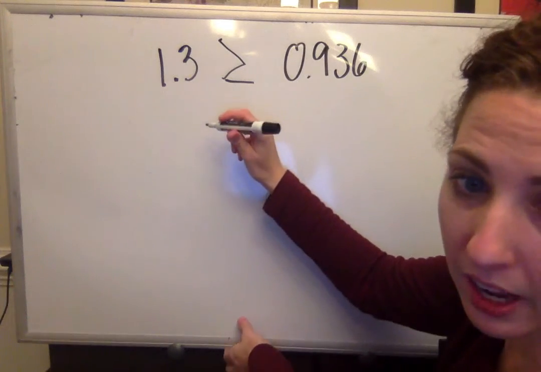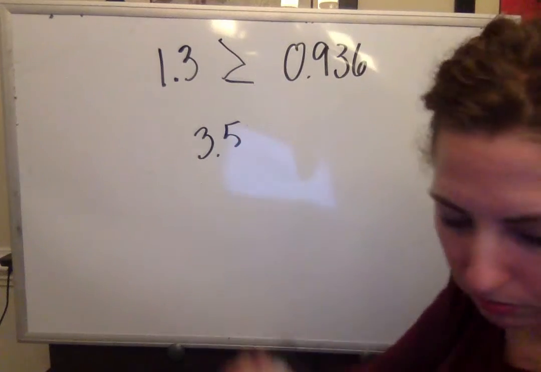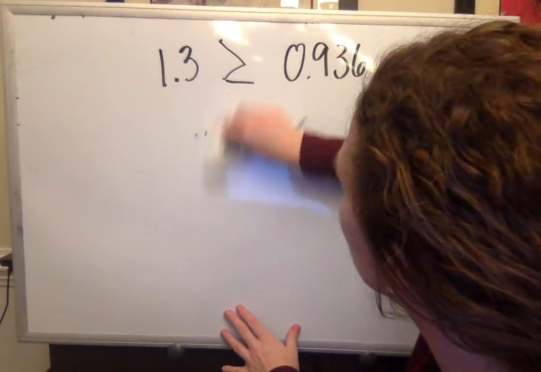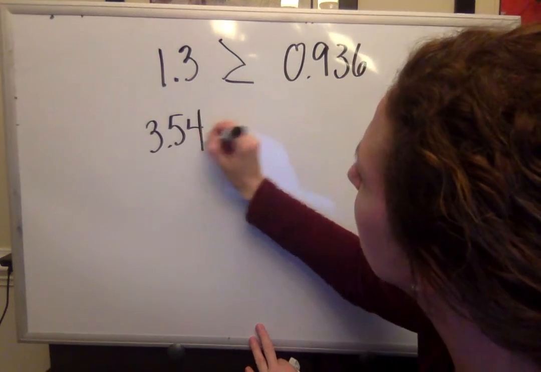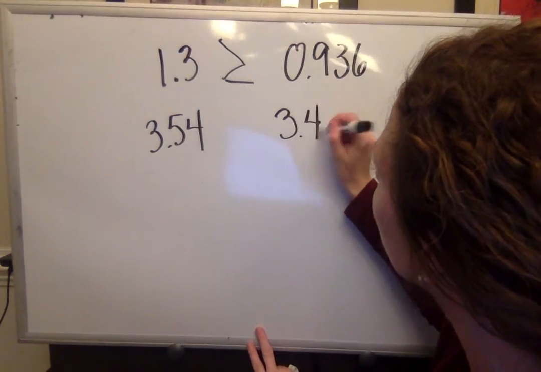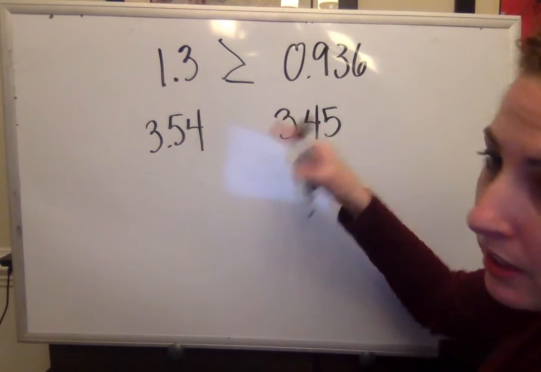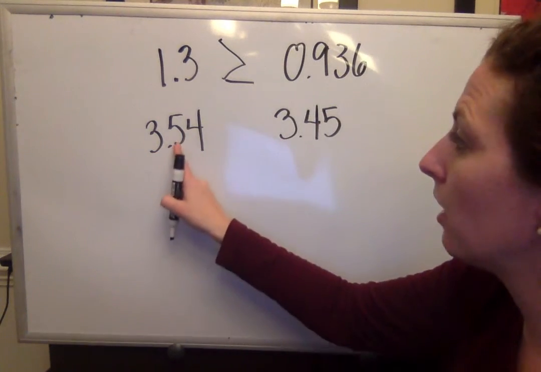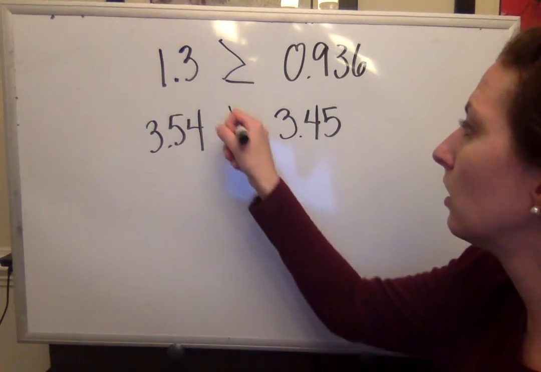So let's look at 3.54. Let me write this over this way, sorry, so we're kind of matched up. 3.54 and then 3.45. I'm going to start at the front. My 3, that's the same. Go to the next number. 5 and 4, which is greater? The 5. Okay?